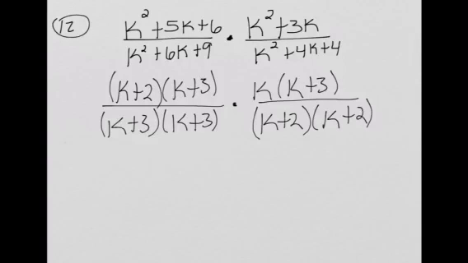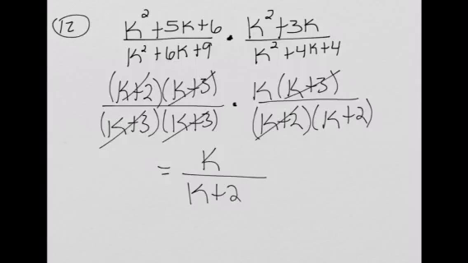And so now it's just a matter of crossing off my like terms. And so I have k plus 2 and k plus 2, k plus 3, k plus 3, k plus 3 and another k plus 3. And so the only thing we're left with is k on the top over k plus 2. Nothing else to simplify, and so that's our final answer for number 12.